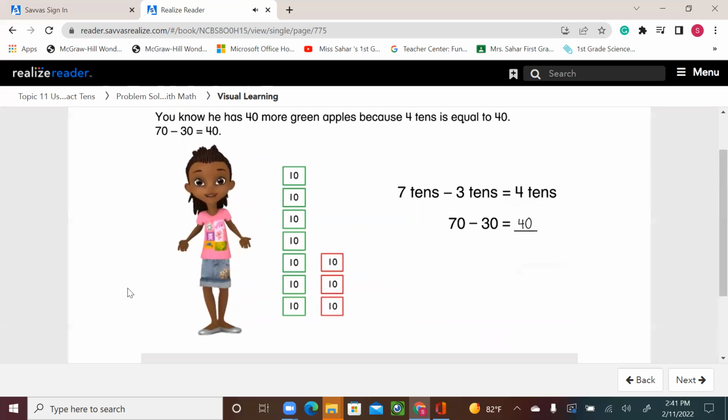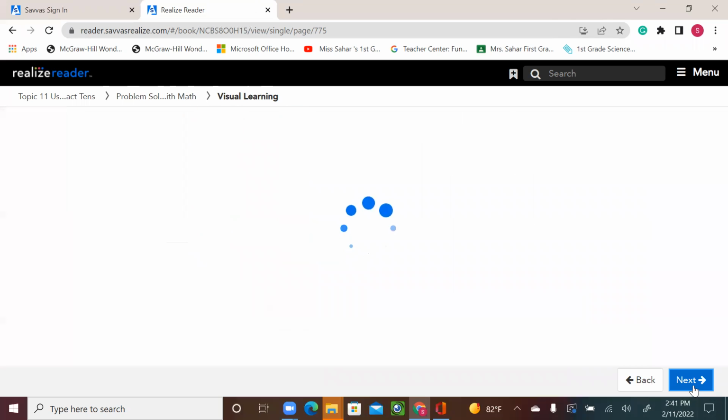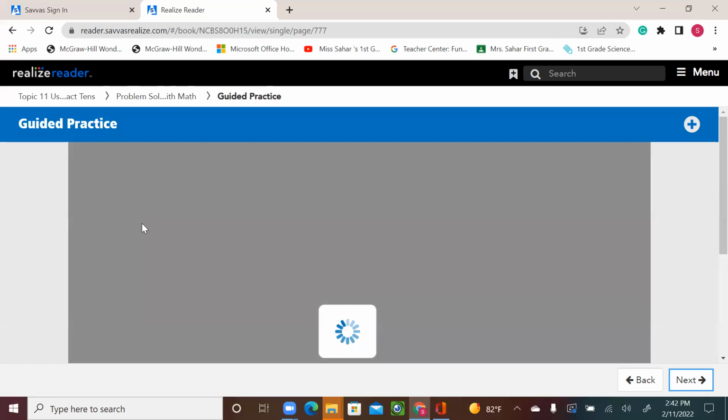How would you choose to show this problem? All right, so let's go to our guided practice, page 478, and answer the question that we have.